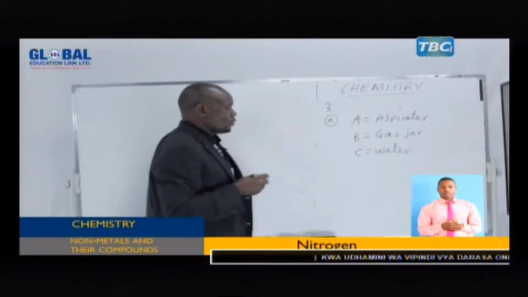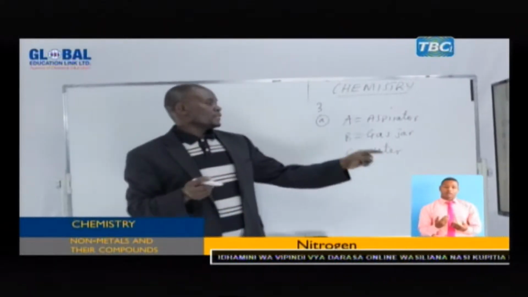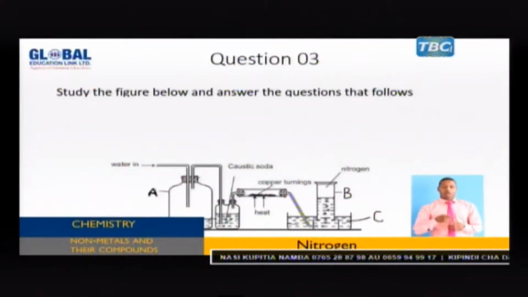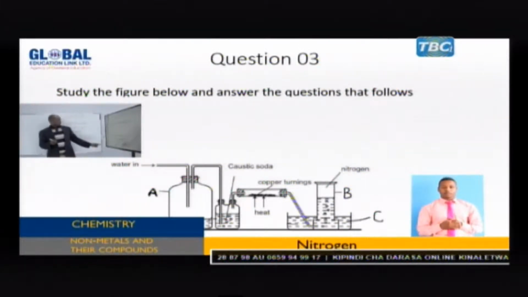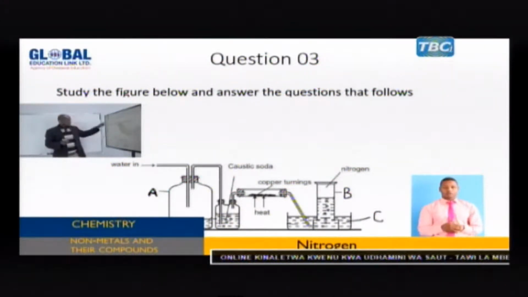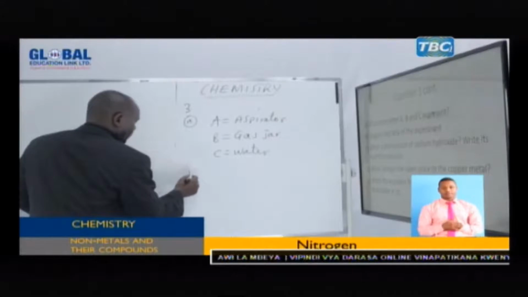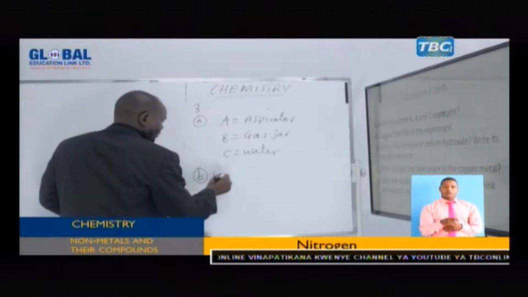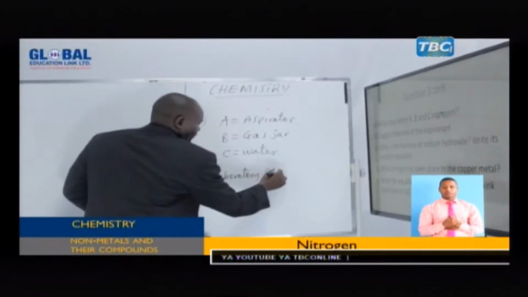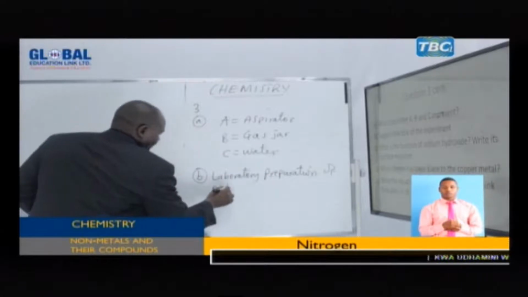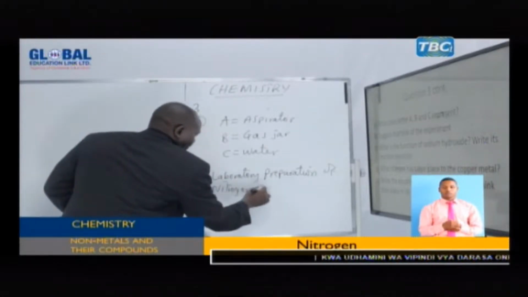Now, we are also asked to suggest the title of the experiment. I know you know how the diagram looks. Here on our diagram we have nitrogen gas, so that means the setup represents the laboratory preparation of nitrogen gas. Therefore the title will be laboratory preparation of nitrogen gas.